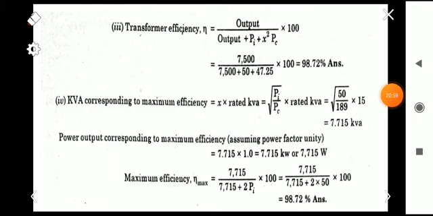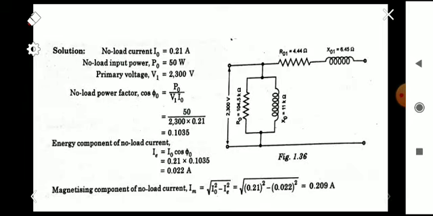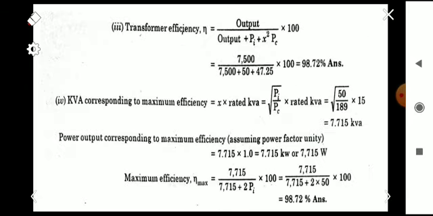And the last one is we have to find the maximum efficiency and the output power corresponding to the maximum efficiency. So this is the fourth one. Sometimes in the question itself, they ask to find the load at which the maximum efficiency occurs, instead of these values. So let's calculate that here.